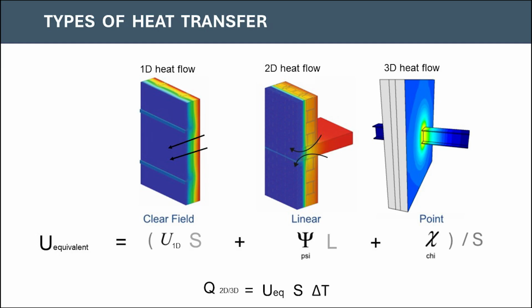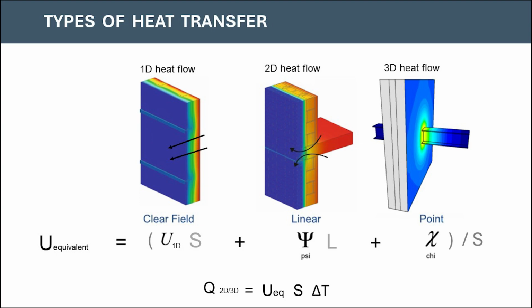Practically, there are three types of heat transfer. Heat flow is linear 1D when passing through parallel layers of walls. But when there are thermal bridges, heat flux deflects at the region of these thermal bridges and causes either 2D or 3D heat transfer. 1D heat transfer is evaluated based on the thermal transmittance, which is the U value of the wall.